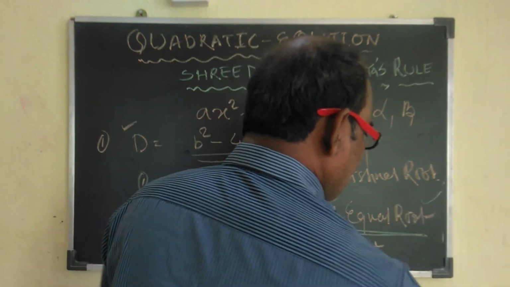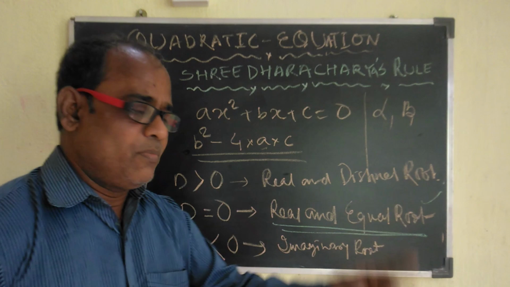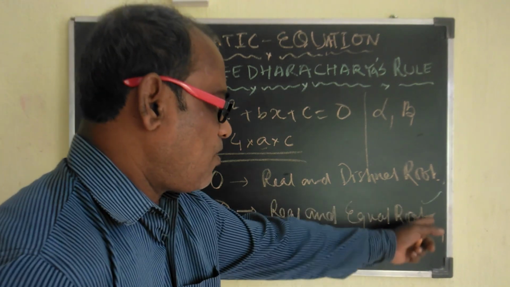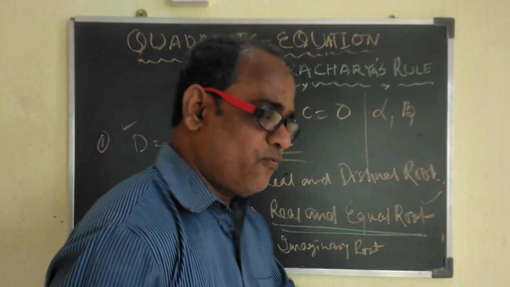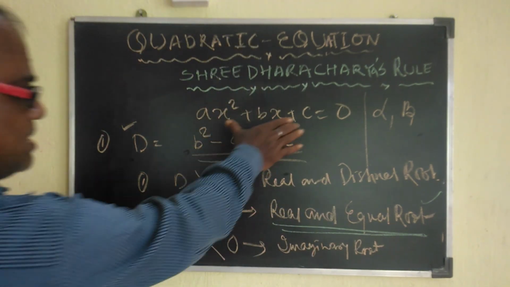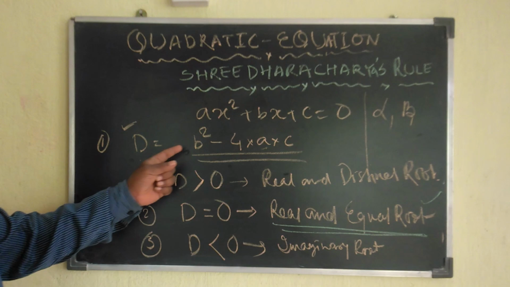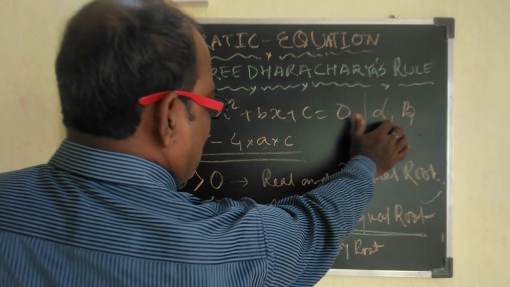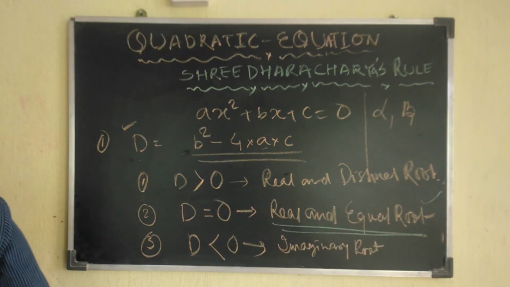Most of the time, the question belongs to 2 marks. Questions come from this type of equation, I'll let you know. So at first you have to find out from this equation D is equal to b square minus 4ac, where alpha and beta are the 2 roots.